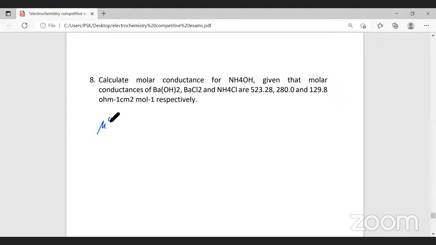Now, in order to calculate the molar conductance of ammonium hydroxide, firstly, molar conductance of barium hydroxide is molar conductance of barium ions plus twice the molar conductance of OH-. So OH ion, sir? Yeah, twice, two times, because barium hydroxide has two OH. So that they have given us 523.28. This we mark as equation 1.